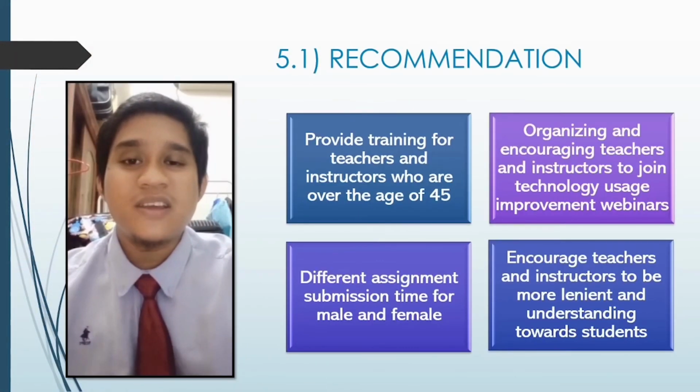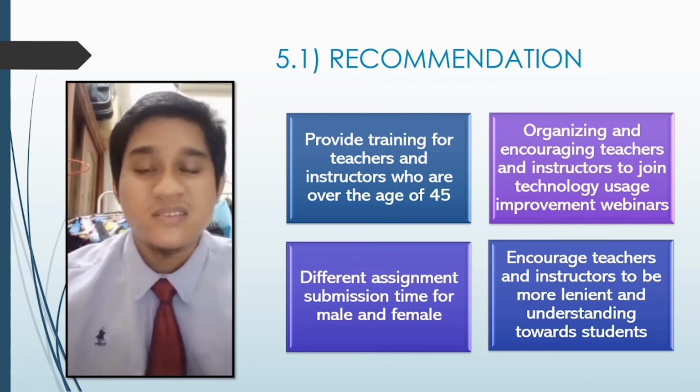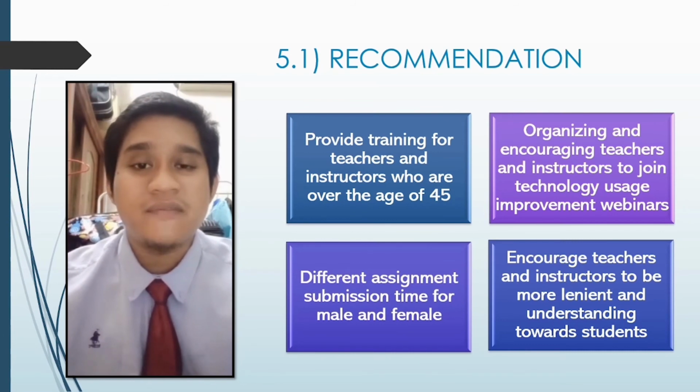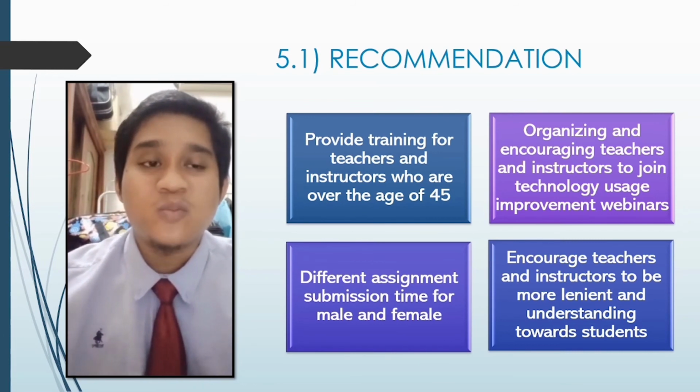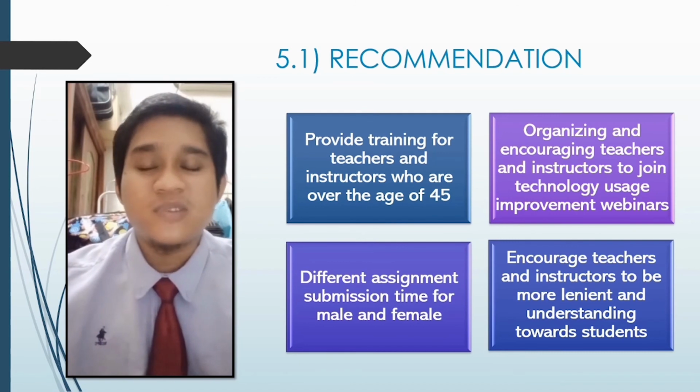We recommend to UiTM that they should organize and encourage teachers and instructors to join technology usage improvement webinars, especially for young instructors and teachers who already have the capabilities in using technology. Up next, we suggest to UiTM they should provide training for teachers and instructors who are over the age of 45, because usually teachers and instructors from this age group and generation does not have the basic knowledge in using technology.